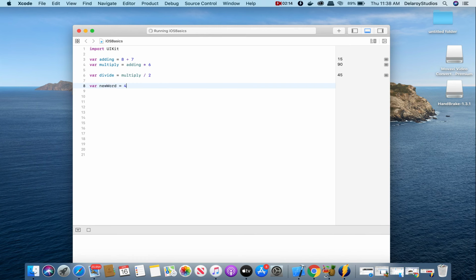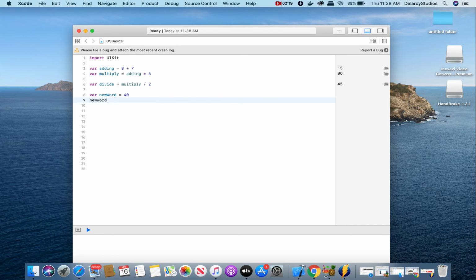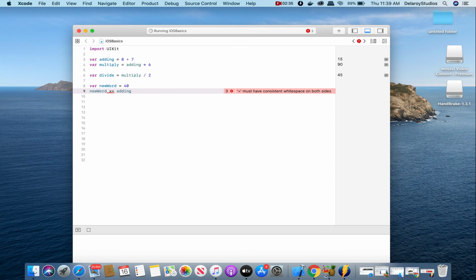A variable of 40, and we could say the word, let's use the multiply, not the adding. We'll add a variable. So what result are you going to get? This should be an asterisk to depict multiplication. So that means we are multiplying 40 by adding, which has a value of 15, giving 600.